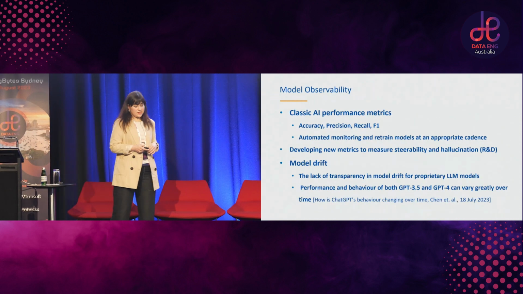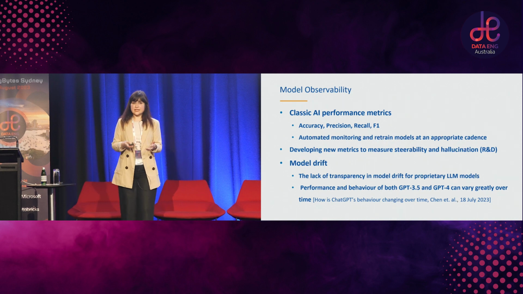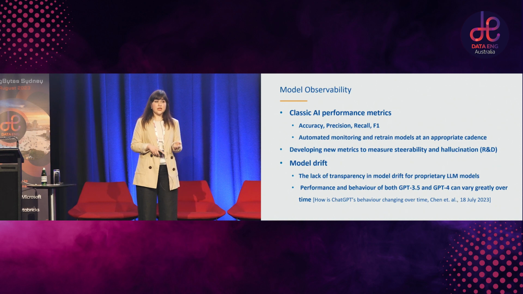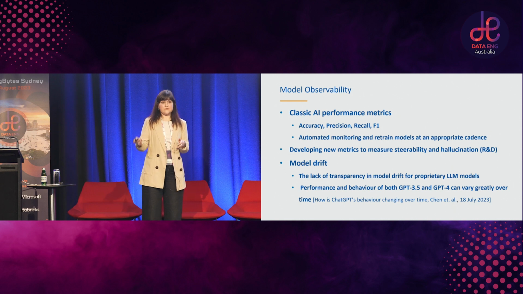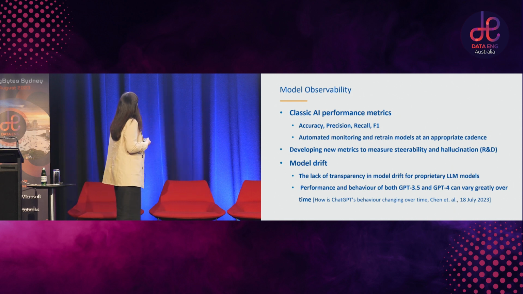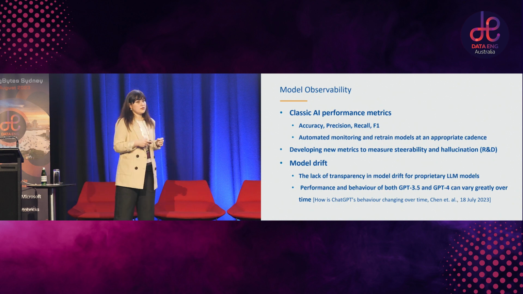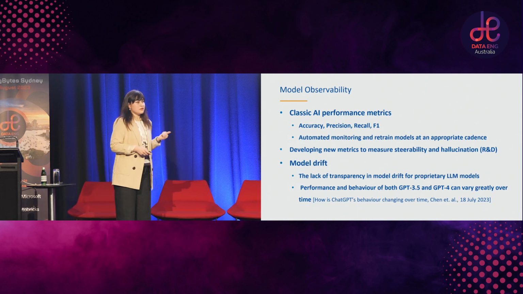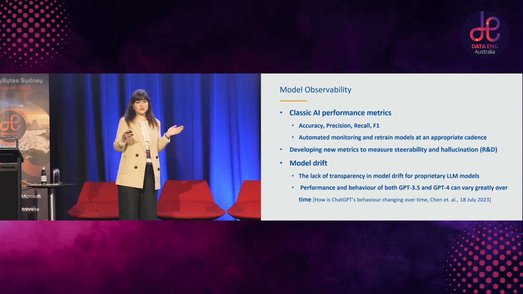So the second one is model observability. In the classic AI world, we did have performance metrics, for instance F1, precision, accuracy, things like that. And then we would collect feedback data, and we could trigger automated training whenever the model wasn't performing well. Whereas with the GPT model, because the model itself is a black box, we don't know whether the model has drifted or not.